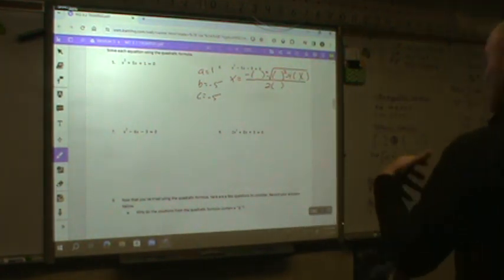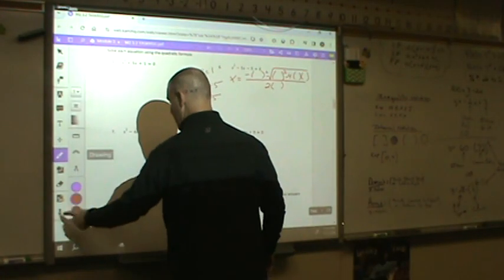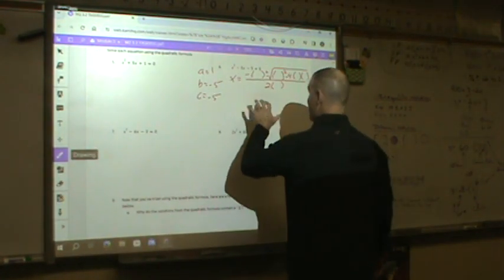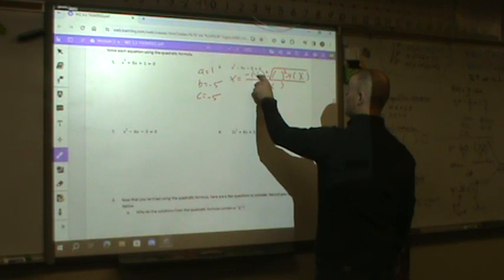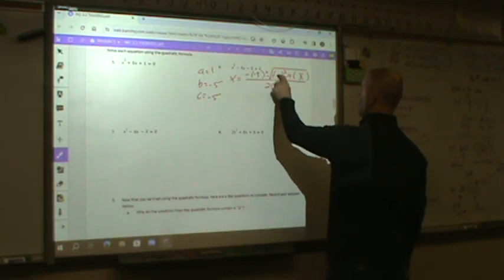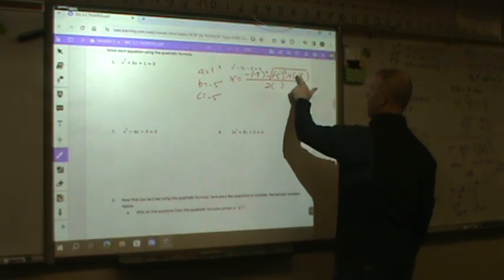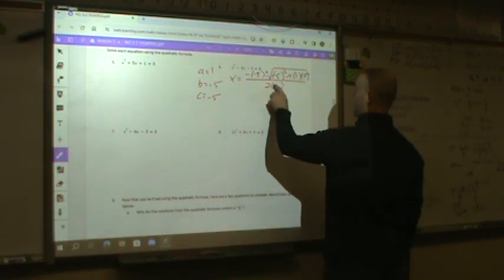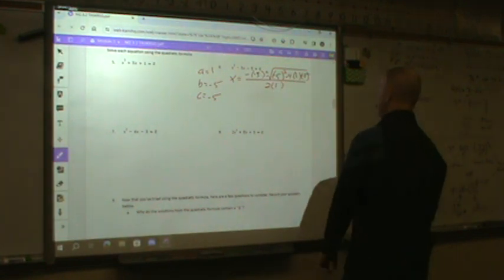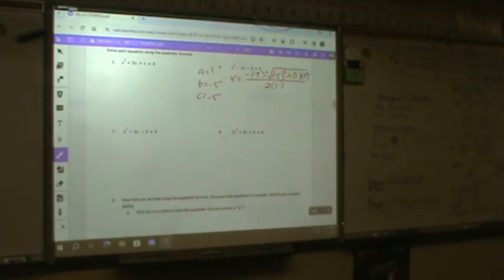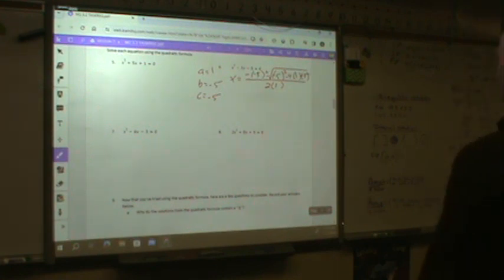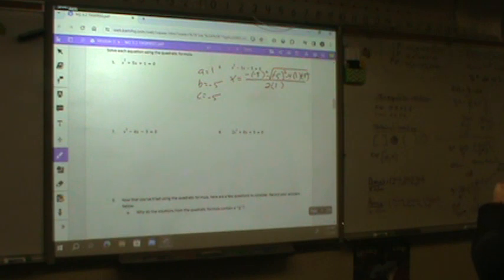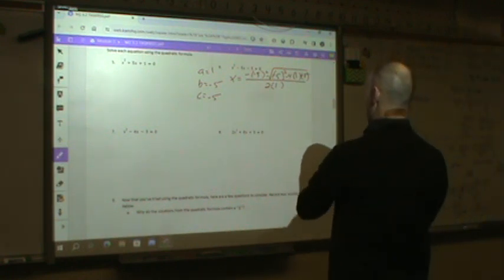And then I'm simply going to input those values. Again, I use parentheses because in my experience, it cuts down on my mistakes. So minus -5, plus or minus the square root of -5 squared, minus 4 times A, which is 1, times C, which is -5, divided by 2 times A, which is 1. And now I can go ahead and manipulate this. Most of us, even though we look at this as a monstrosity, will actually get to the solutions. We don't have a problem with that.